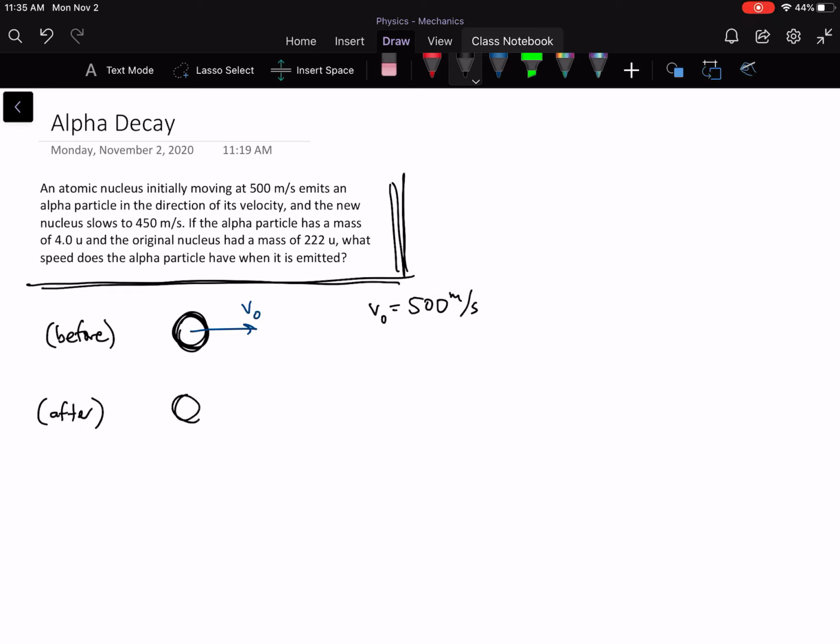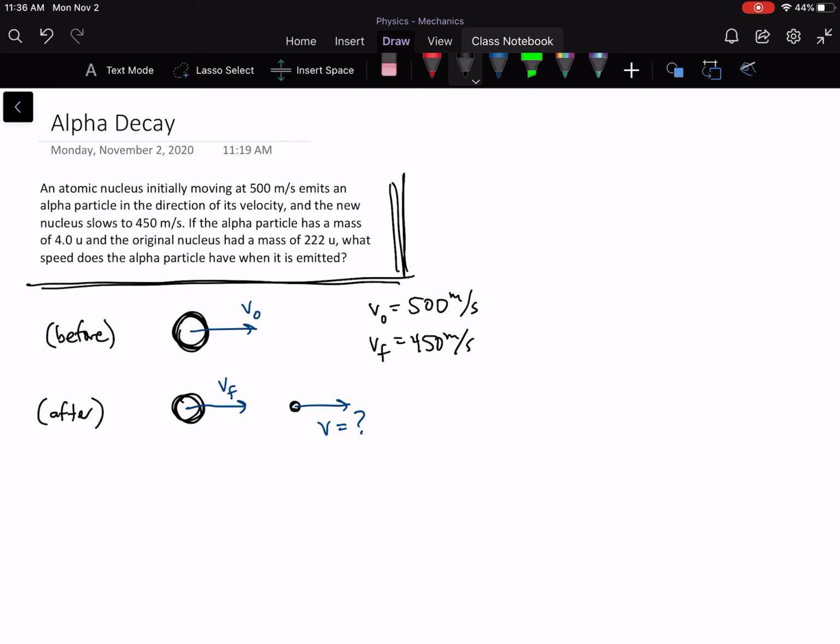We've got a nucleus that has lost a little bit of its mass because it's kicked it off in the form of this alpha particle. And that's moving with some other velocity, we'll call it v final, and that is 450 meters per second, according to the problem. And we've also got this alpha particle, which is moving with some unknown speed. That's what we're trying to find.